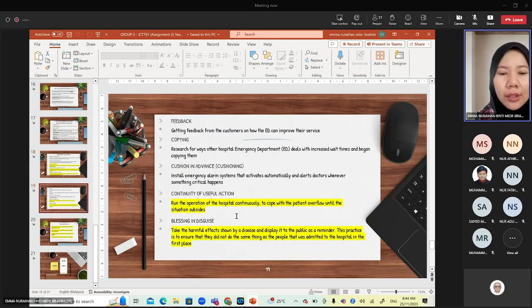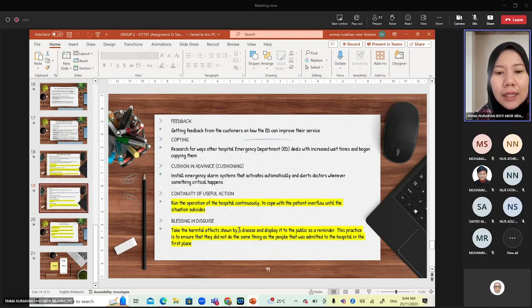Alright. Okay. Continuity of useful action. Run the operation of the hospital continuous to cope with patient overflow until the situation subsides. This one is also very vague. Kalau you bagi kepada top management, you kata run the, dia pun tak boleh nak catch up apa yang you maksudkan. Contohnya, so you have to be specific.